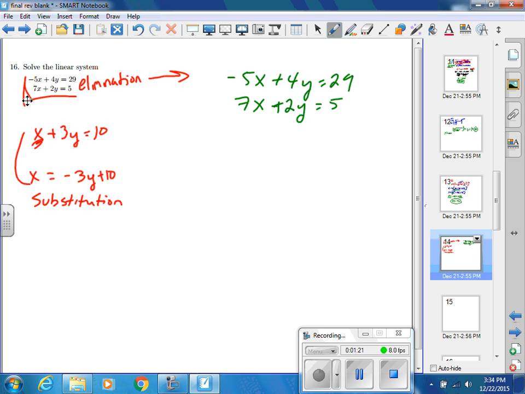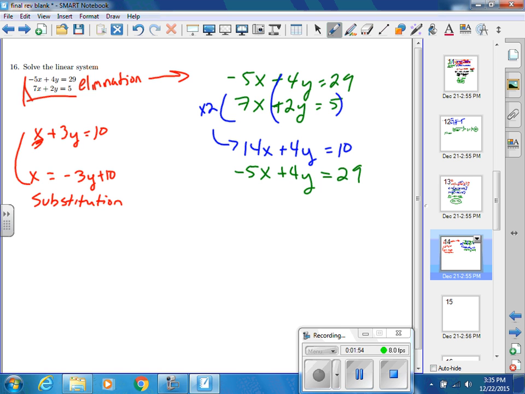But the easier one to do is to multiply the second one, the 2y, by 2 to get it to be 4, get those to match, and then cancel. So to do that, I'm going to take everything here and multiply by 2. So I do that, and I now get underneath 14x plus 4y equals 10, okay? And I also have this minus 5x plus 4y equals 29.